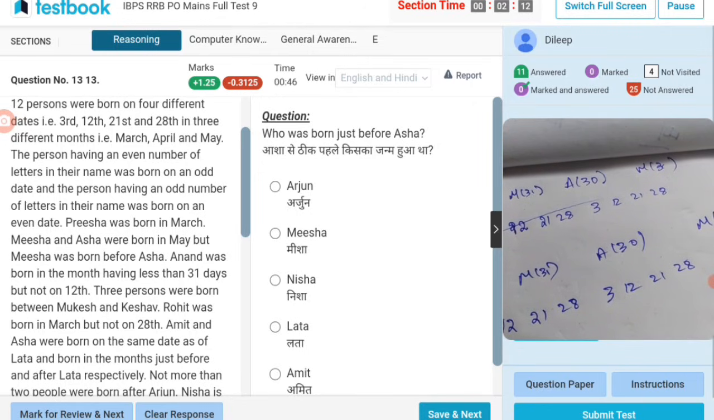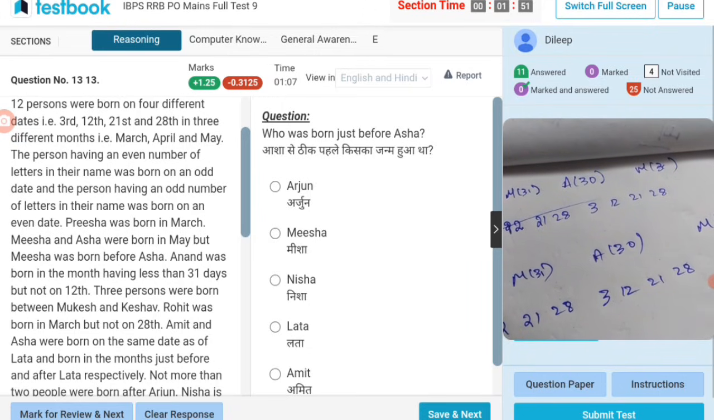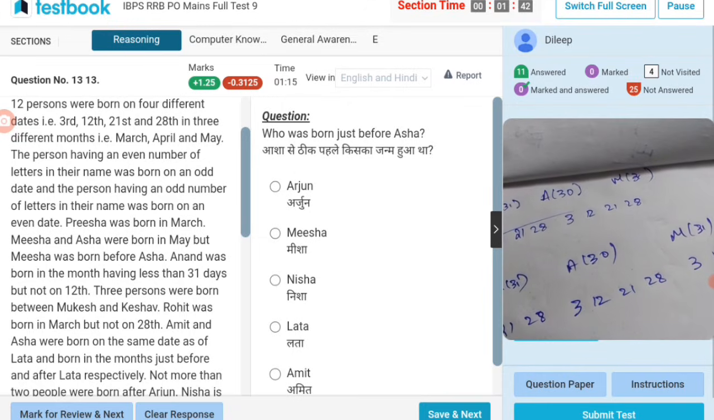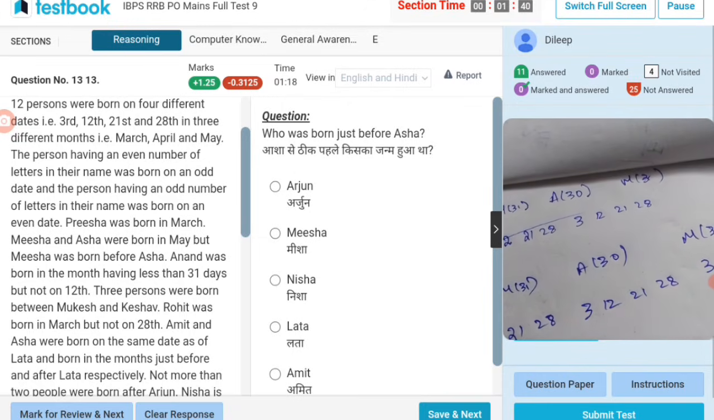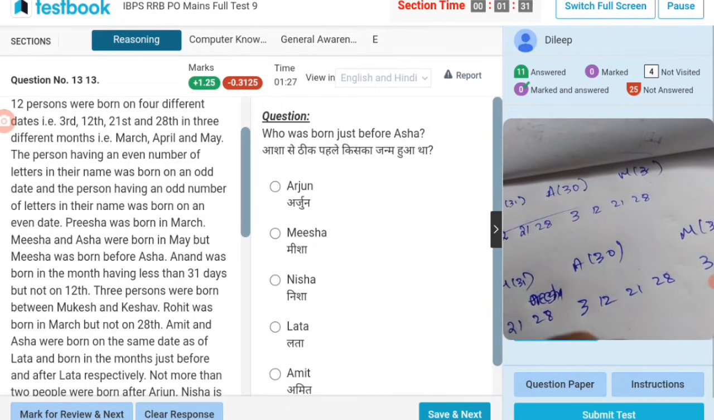So Prisha. So even letters, odd date. Odd letters, even date. So even letters, 3, 7 March. So Prisha. Misha and 4, 3, 6 May. So March. Prisha and Prisha.